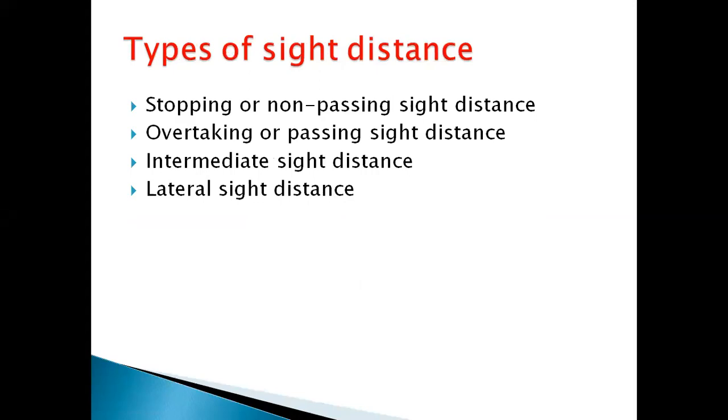Then the next point is the types of sight distance. There are 4 types of sight distance. First is stopping or non-passing sight distance. Second is overtaking or passing sight distance. Third is intermediate sight distance. Fourth is lateral sight distance. These 4 are the types of sight distance.